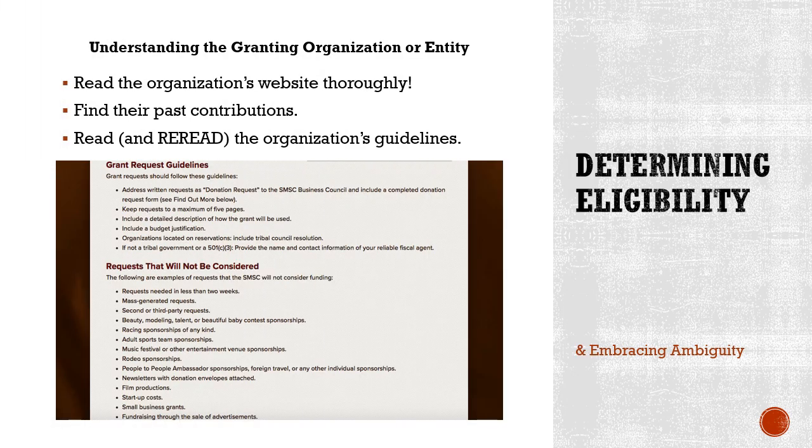For our purposes, we are going to use a grant which I submitted to the Shakopee Mdewakanton Sioux Community, which is a tribe from Minnesota. We're going to look closely at how they actually go about determining whether or not you are eligible to apply for their grants. Looking closely at this screenshot on the page, grants that will not be considered cannot be, for example, for adult sports teams or rodeo sponsorships or any kind of startup costs. Things of that nature won't be considered.